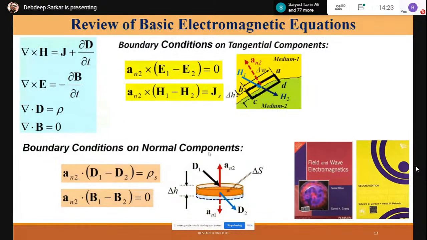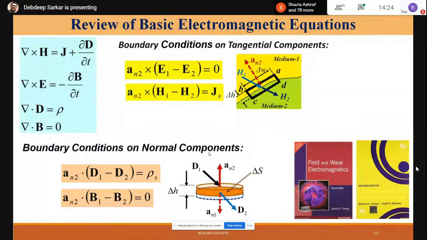But Maxwell equations alone are not enough to solve any electromagnetic problem. In addition to that, we also need knowledge of the boundary conditions, like how these fields actually behave when, let's say, we have multiple mediums.